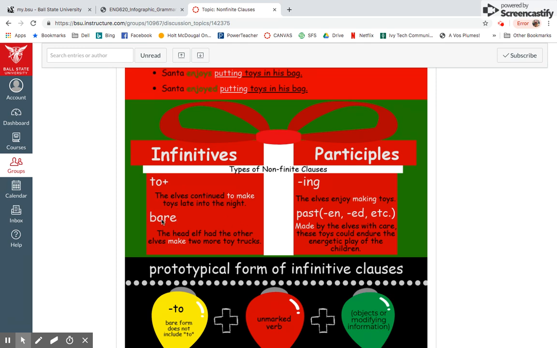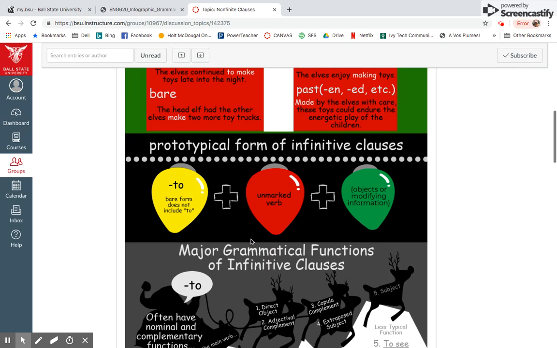And then over here for bear, I know you explain it down here, what it is. So maybe having this, the prototypical form, come before this one might make it a little bit clearer. But again, I really liked how you explained everything here, and I love the use of the 3 Christmas lights to show the prototypical form of infinitive clauses.